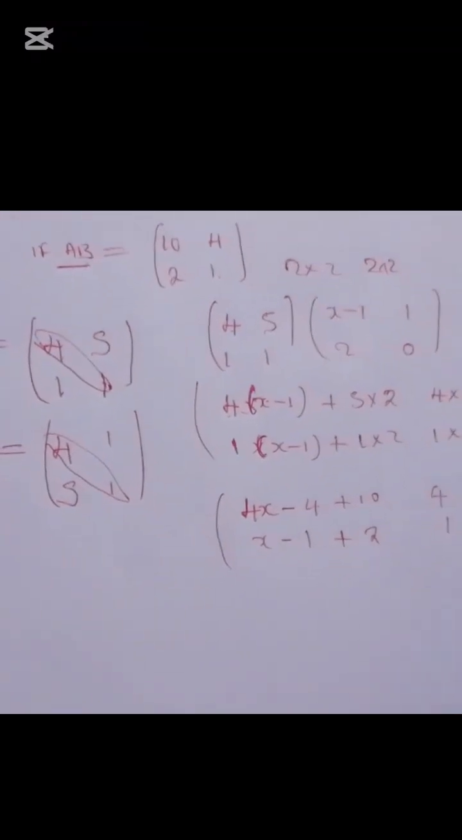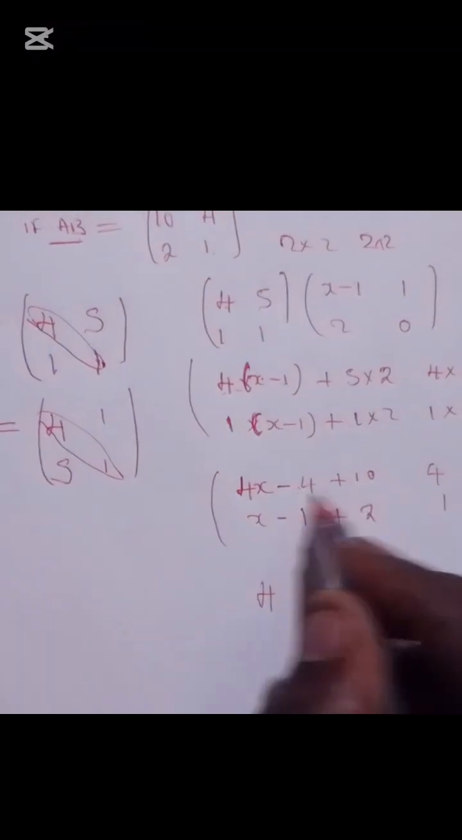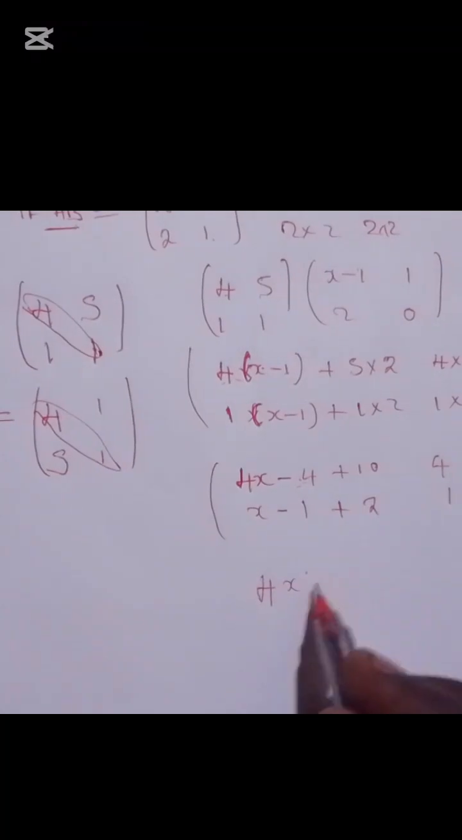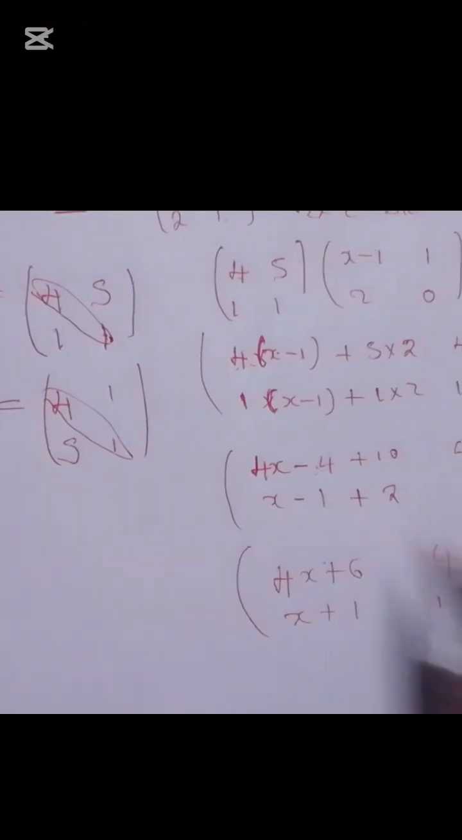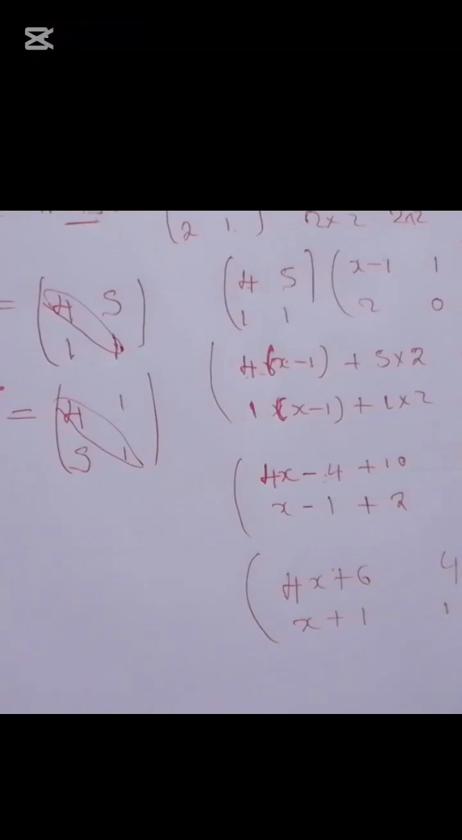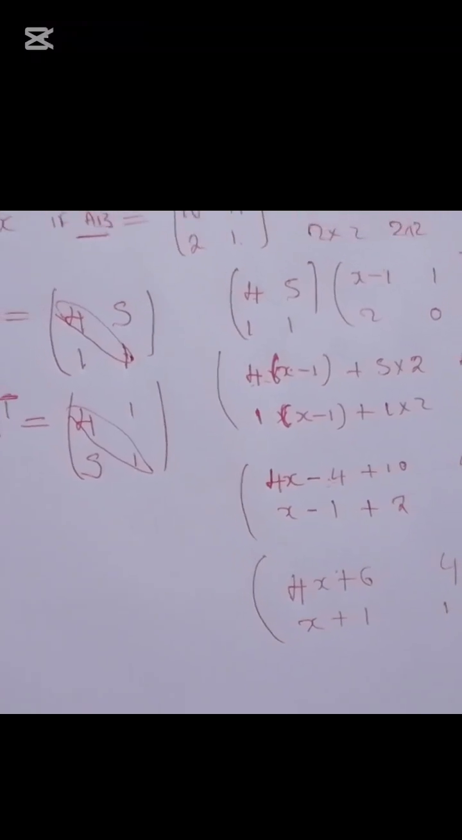Now we add. This one will be 4x, and these are like terms, so this and this will give me 4x plus 6. This one will be a 4. This one will be x plus 1. This one will be a 1. Now that we've multiplied AB, we're going to equate this to the matrix given.